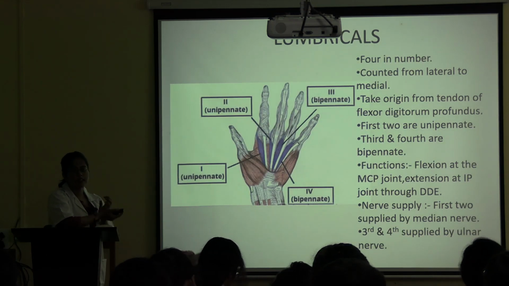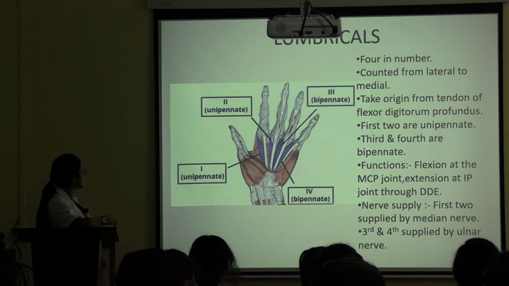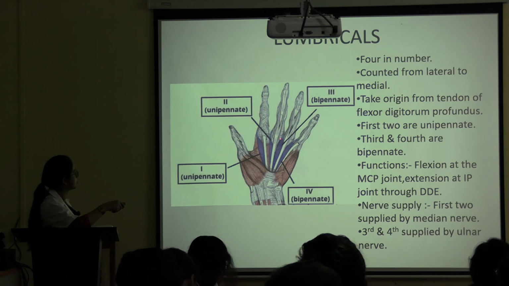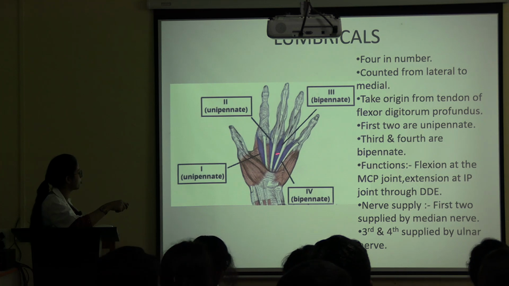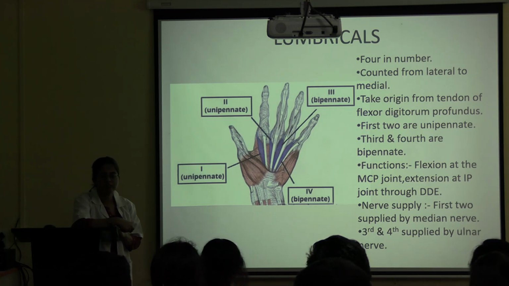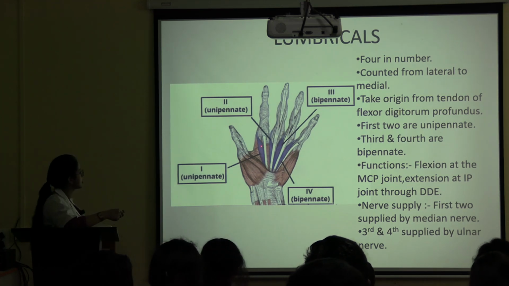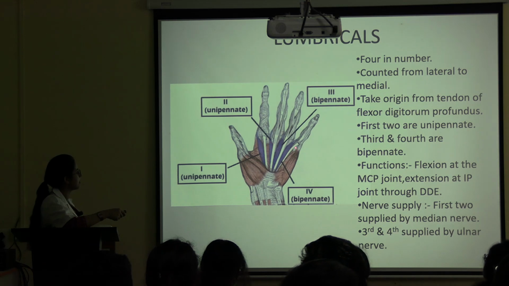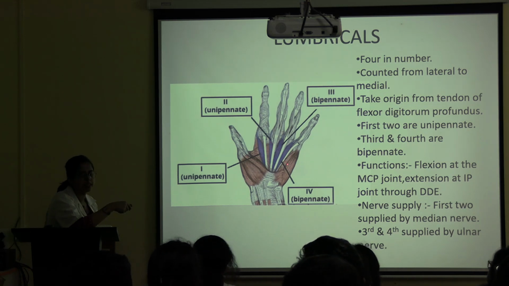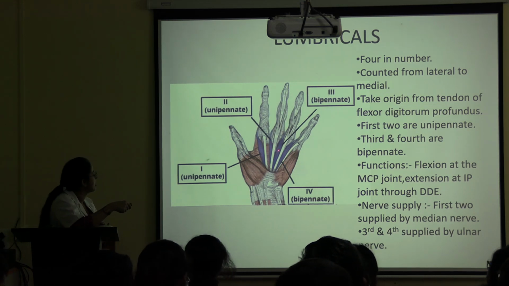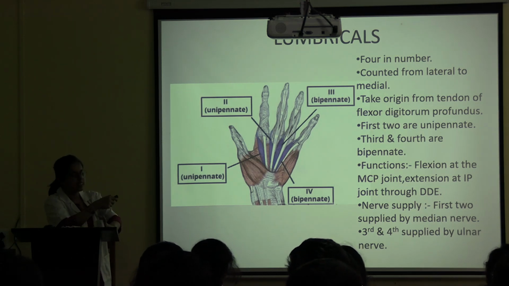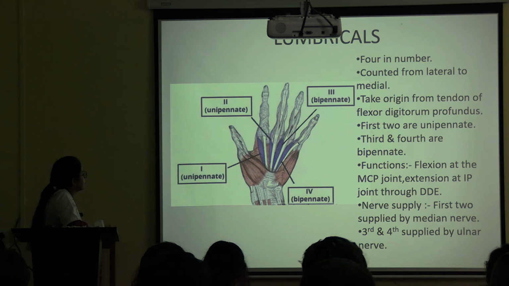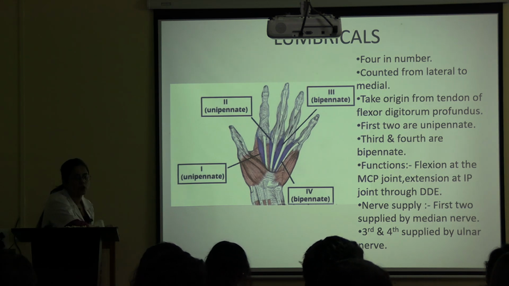Now next is the lumbricals. How many lumbricals are there? Four: first, second, third and fourth. We count from the lateral side. First and second will be unipennate and third and fourth will be bipennate. First and second will be supplied by the median nerve. Third and fourth will be supplied by the ulnar nerve.